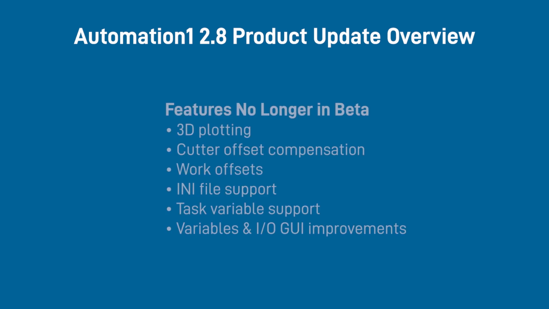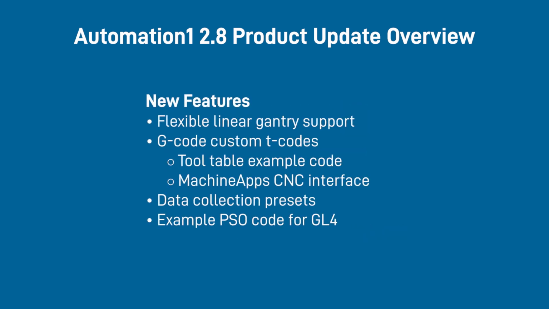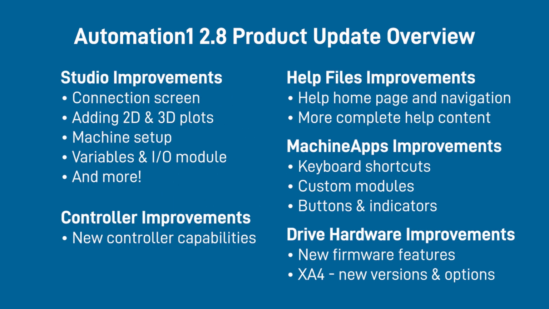In this video, you will discover new features available in the 2.8 Automation1 release, including features that are no longer in beta, including 3D plotting, cutter offset compensation, work offsets, I file support, task variable support, variables and IO GUI improvements, including new features, including flexible linear gantry support, G-code custom T-codes for tools, data collection presets, and an example PSO code for the GL4, and improvements to the Studio application, controller, help files, machine apps, and also drive hardware.